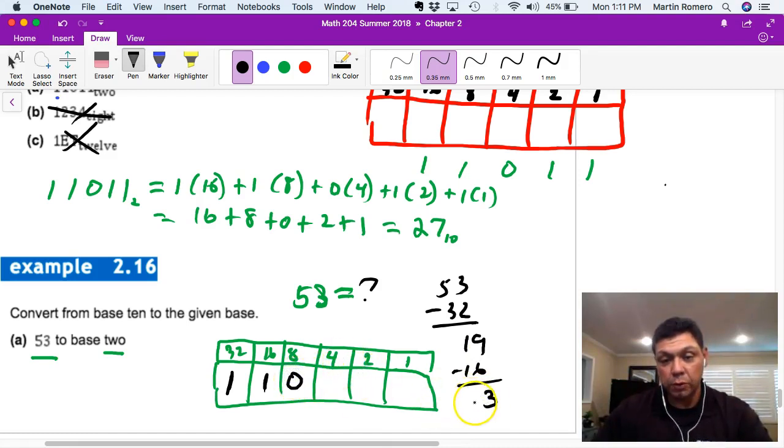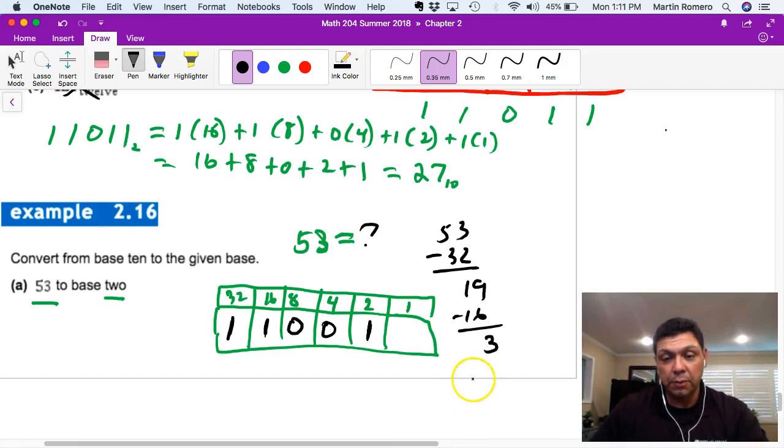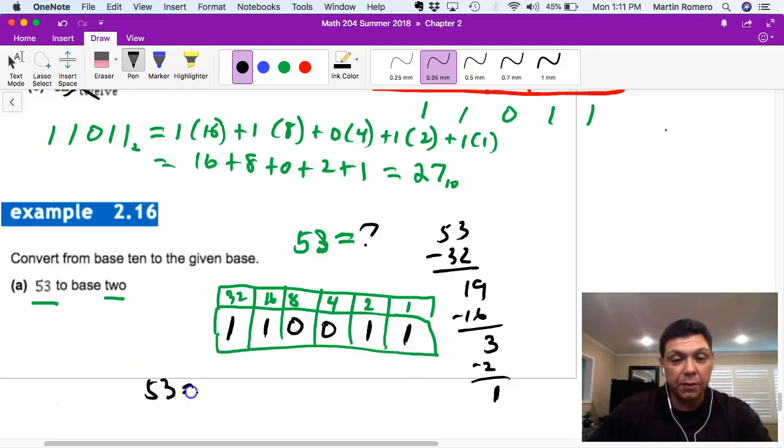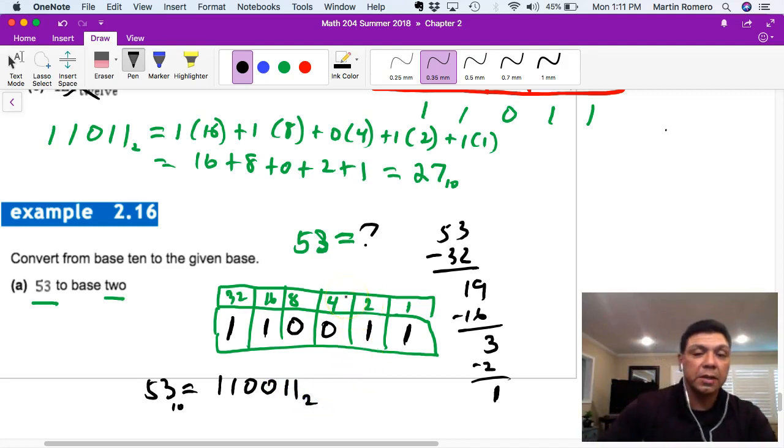0. How many 4s go into 3? 0. How many 2s go into 3? There's 1. So then we would end up subtracting 2, remainder 1, 1 left. How many 1s go into 1? 1. And so there's our answer. What we find out is 53 in base 10 is equal to 1, 1, 0, 1, 0, 1 in base 2. That's it. Hopefully you get those homework problems done.